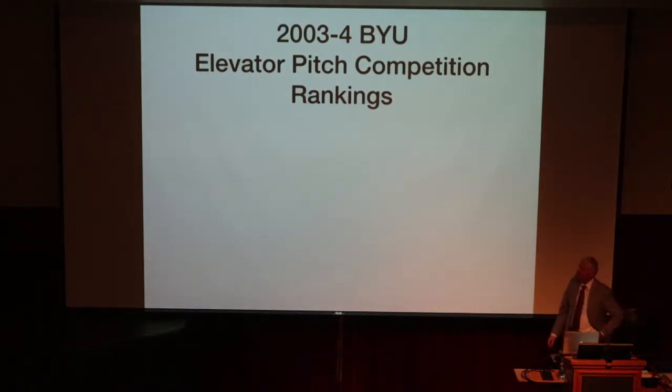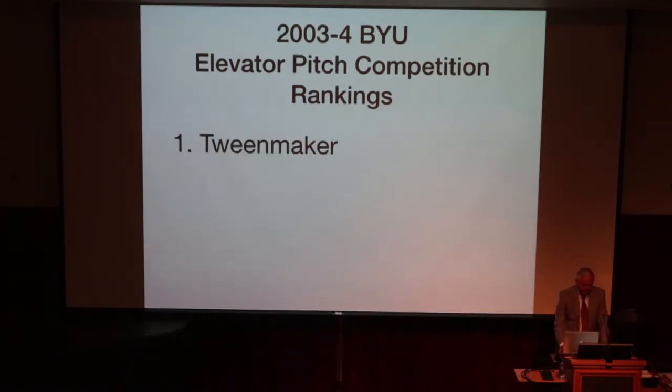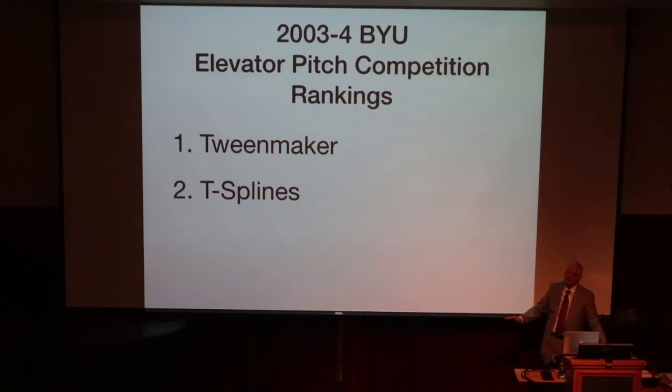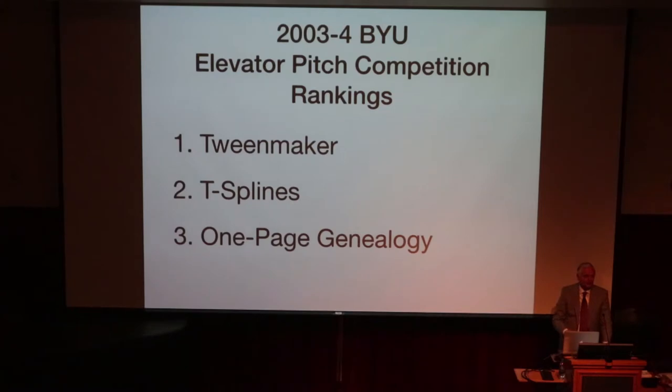All right, so we entered these three technologies into the elevator pitch. What do you think of those three was ranked the best in the competition? Yeah, TweenMaker, in fact, took first place. First place overall, not just of those three. And what do you think the next best one of those three would be? T-Splines, and in fact, it took number two of the whole competition. And the third, One Page Genealogy, took number three.